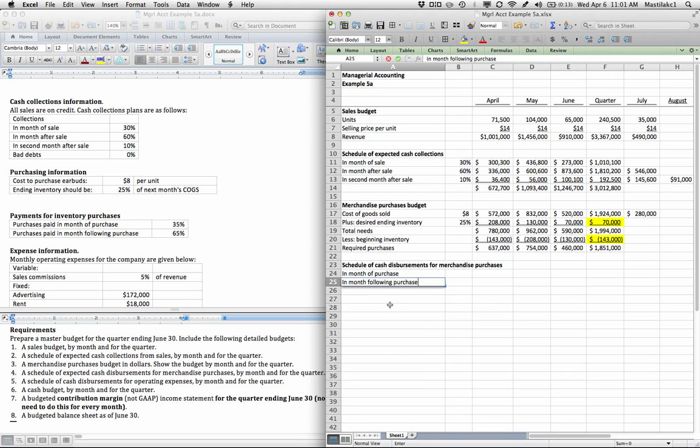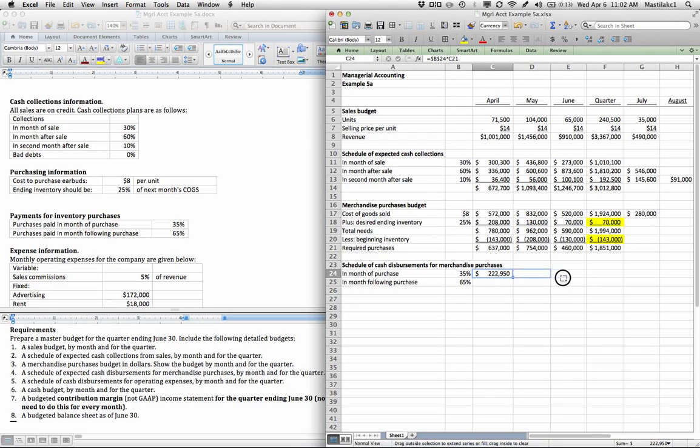Similarly, with what we did for cash collections, we can do this for our merchandise payments. We're going to pay 35% in the month of purchase and 65% in the month following purchase. So in April, we're going to pay 35% of April's purchases. Notice we're not paying 35% of April's cost of goods sold, but we're paying for what we purchase. Our suppliers want to get paid for what we buy from them. Our suppliers don't care whether we sell it or not. Our suppliers care that we've bought it from them, and the amount that we bought from them is what we have to pay for. So that's what we're doing. We're making sure that we're paying for 35% of what we purchase.